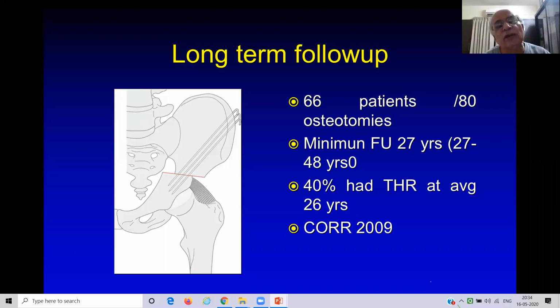So many people don't open the iliac inside part of it, but I did it. This is one of the greatest follow-ups which I picked up: 66 patients, 80 hip osteotomies. Minimum follow-up 27 years, ranging from 27 to 48 years. Only 40% of patients went for a THR, and 60% still have the hip alive at 26 years.